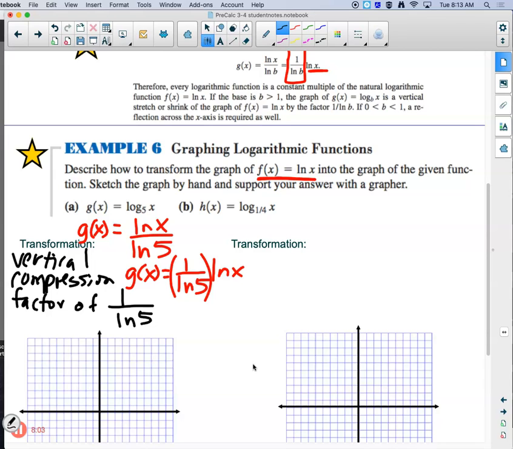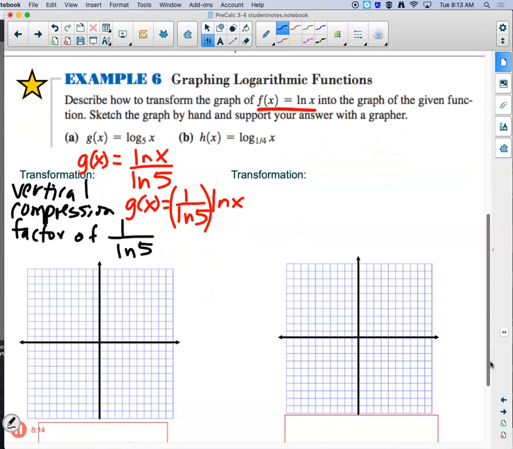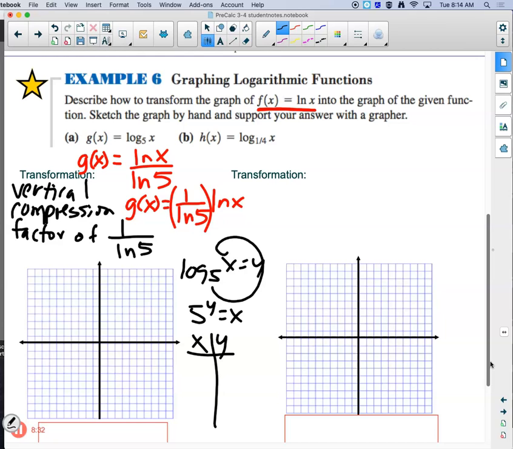But now for graphing it, there's no way I'm going to think of that as 1 over the natural log of 5 times the natural log of x. Instead, I'm going to go back to what I already know about graphing logarithms and write it as logarithm base 5 of x equals y. And I'm going to snail shell it and use it in exponential form. So 5 to the y equals x. And then I need to put in y values in order to get x. So maybe -1, 0, 1, and 2.